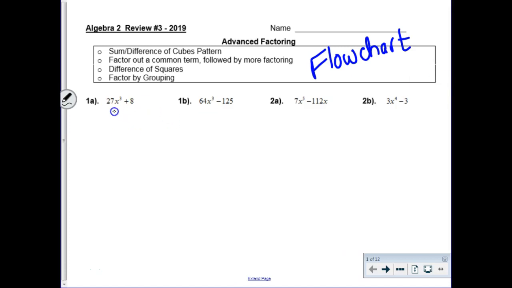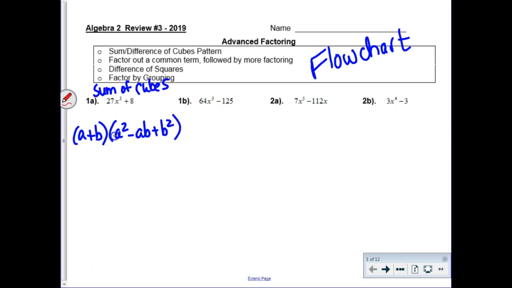So this first question, 27x to the third plus 8. The top of the flowchart says to look for any common terms, and 27 and 8 do not have any common terms. So then I move down the flowchart, and I realize that we have a special pattern here. It is the sum, because of the plus sign, of cubes. So the pattern that we're going to be using is, right off the flowchart, a plus b times a squared minus ab plus b squared.